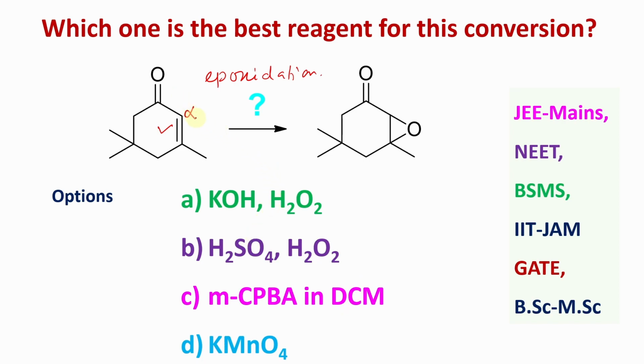This is actually an alpha beta unsaturated carbonyl. They are also called Michael acceptors. By the way, I have already discussed a dedicated lecture on this molecule. You may visit for further learning. So what can you expect in this molecule?